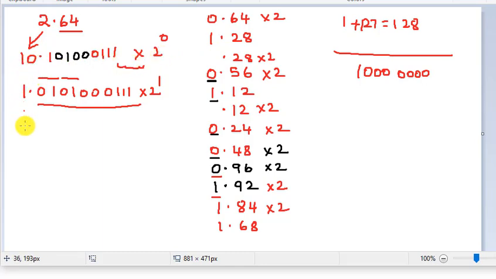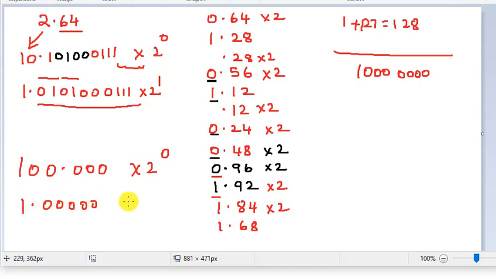If you have a number like that, you need to convert that into 1.0 times 2 power 2 in this case. So it always has to be in this format. So you can drop this 1. We don't store that 1 because we know that's going to be 1. So that is how it has to be done.